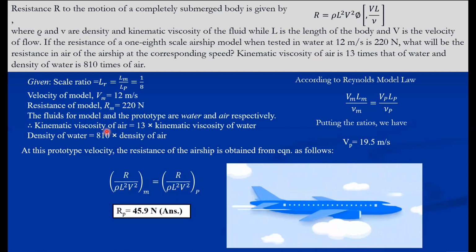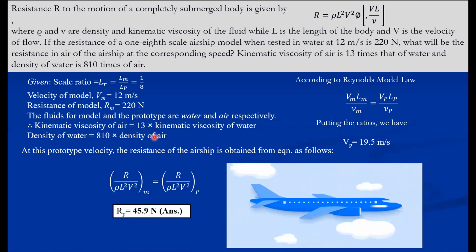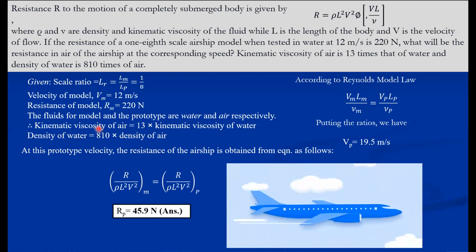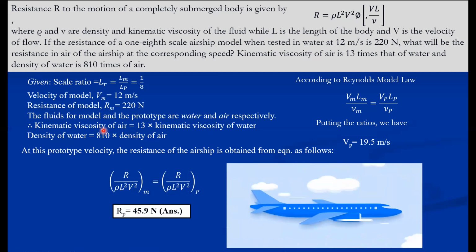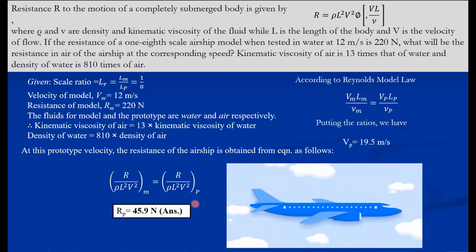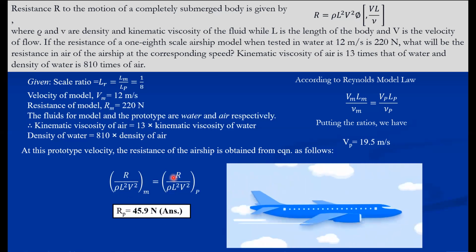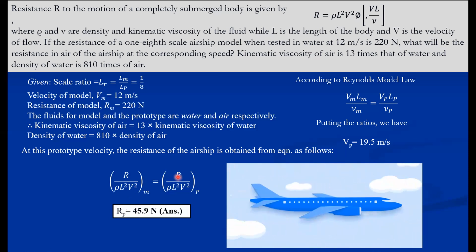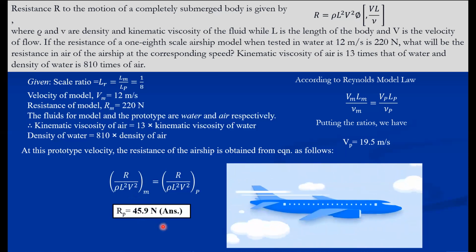If you rearrange the terms and put in the values, because here the densities are not directly given, but the density ratio, rho water to rho air, is 810, and kinematic viscosity of air to water, nu A to nu water, is 13. So if we rearrange the equations and put these ratios in the above equation, the only unknown is the resistance experienced by the airship, the actual prototype. From this we can calculate the RP value, that comes around 45.9 Newton.